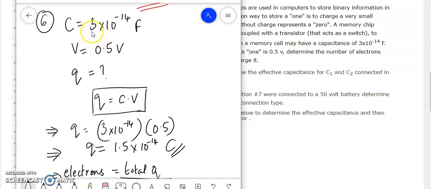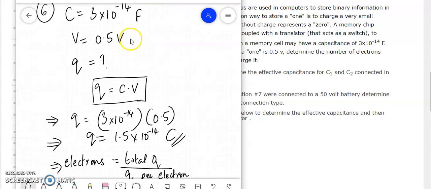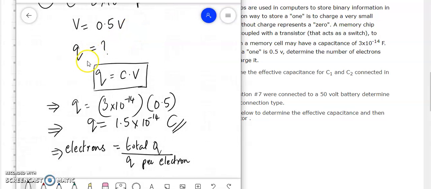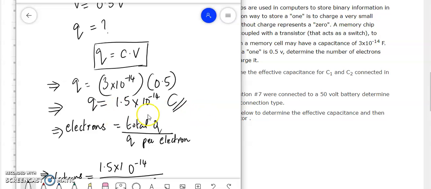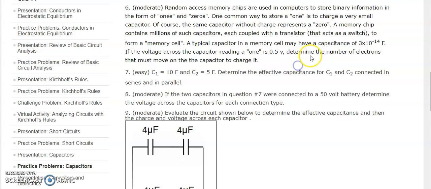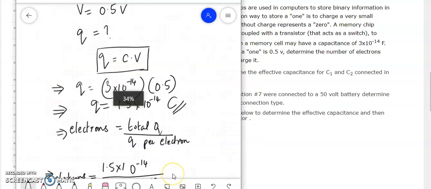So I have written here the capacitance is 3 into 10 raised to minus 14, the voltage, and then I need to find the charge. Obviously I would use Q is equal to C times V, and then find out the charge, which is 1.5 into 10 raised to minus 14. Now it's asking you to determine the number of electrons that must move on the capacitor to charge it. So how do you find the number of electrons?